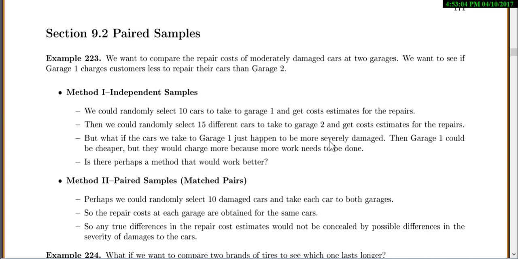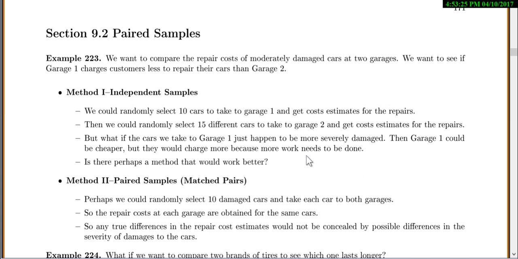But what if the cars that we take to garage 1 just happen to be more severely damaged? Then garage 1 would be more expensive because more work needs to be done. And so that doesn't seem like it'd be very fair, right? So they just happen to be the worst cars, and so there's more damage, and so garage 1 looks more expensive, even if it might not be.